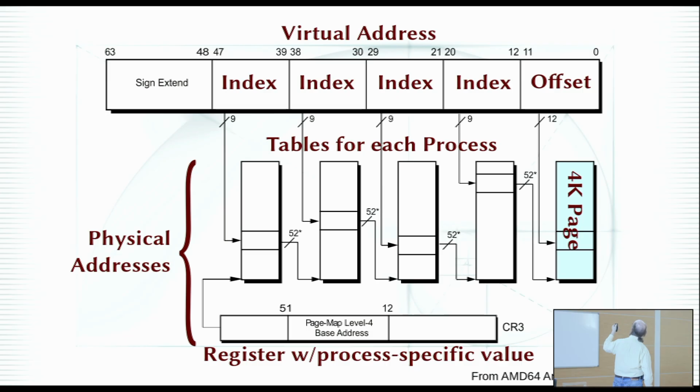So you'd have 512 gigabytes of just page table memory for each process. Fortunately, you only have the ones that you need. There's a bit that says there's nothing here, and so don't bother looking any further.